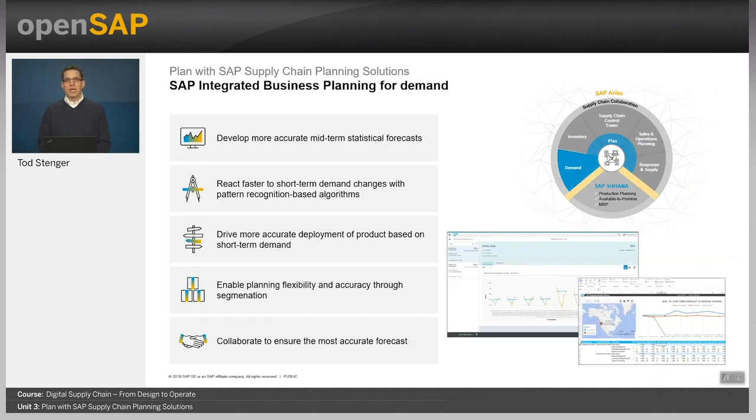With IBP, demand management functionality spans the entire planning spectrum from more strategic planning, like sales and operations planning, to operational demand planning, including demand sensing for very short-term demand plans. Statistical models allow you to develop accurate midterm forecasts, while demand sensing allows you to react to those near-term demand changes that occur, while IBP provides the platform to collaborate between groups such as marketing, sales, supply chain, to add business intelligence to the forecast and drive increased accuracy. All of this allows you to ensure that you are reacting to changes in demand and deploying product to the right place to satisfy that demand.